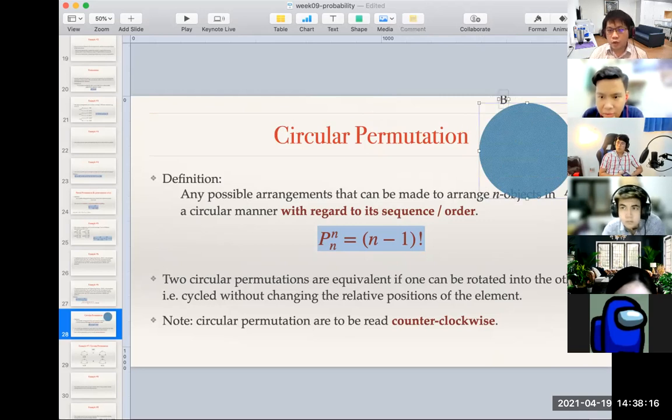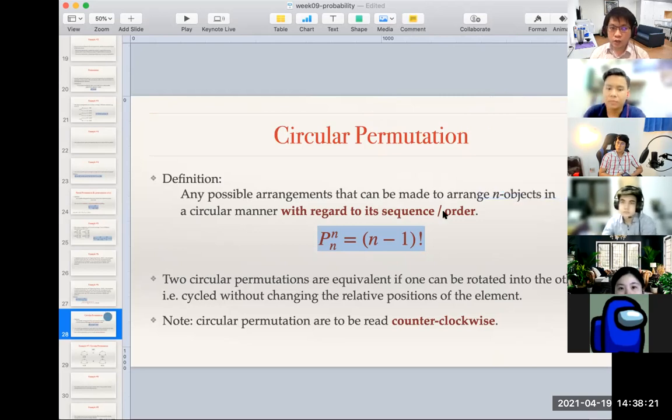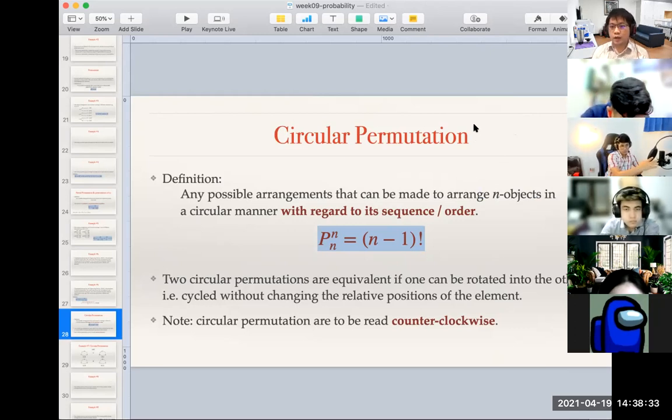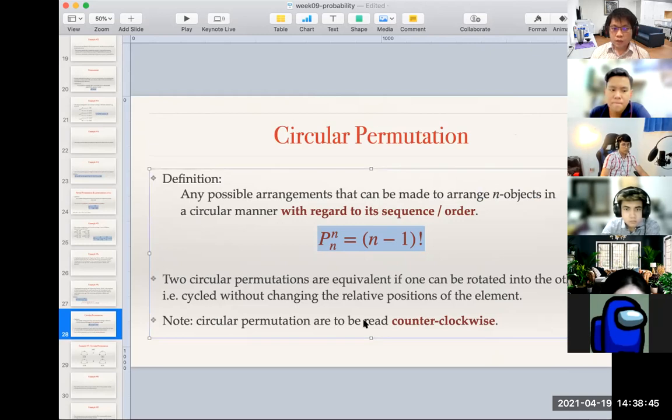However, you need to be careful. My earlier example only used 2 points. If you use more than 2 elements in a circular permutation, you will see the difference because of the order in which you read the circular permutation. Circular permutations are to be read counterclockwise. It's not using a clockwise manner.